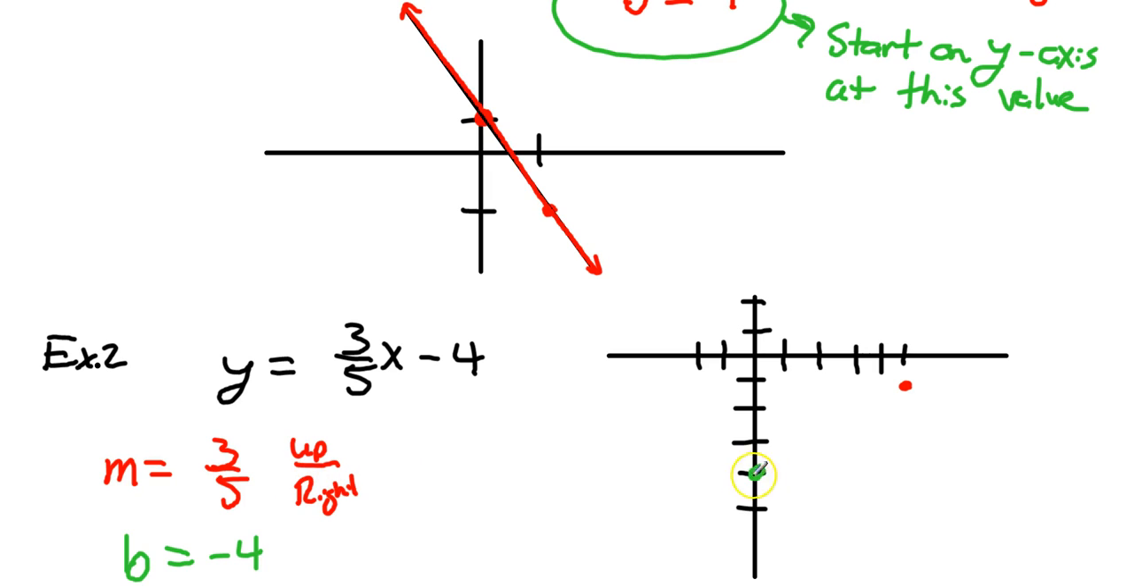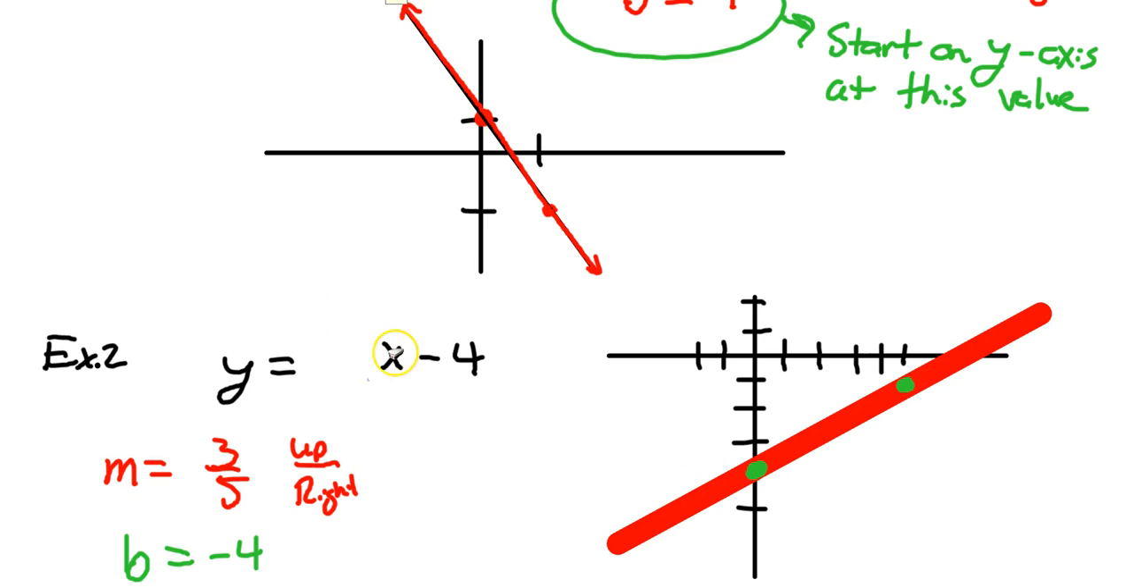So again, starting at negative 4, you go 3 spaces up, 5 spaces over, and put your next dot. And once you've got that dot, then you can just connect the dots together. And the line will look something like that. Yeah, if that was just x, then that would still be a 1 there, so it'd be 1 over 1. So at that point, you would go up 1, over 1, and put the next dot right there.